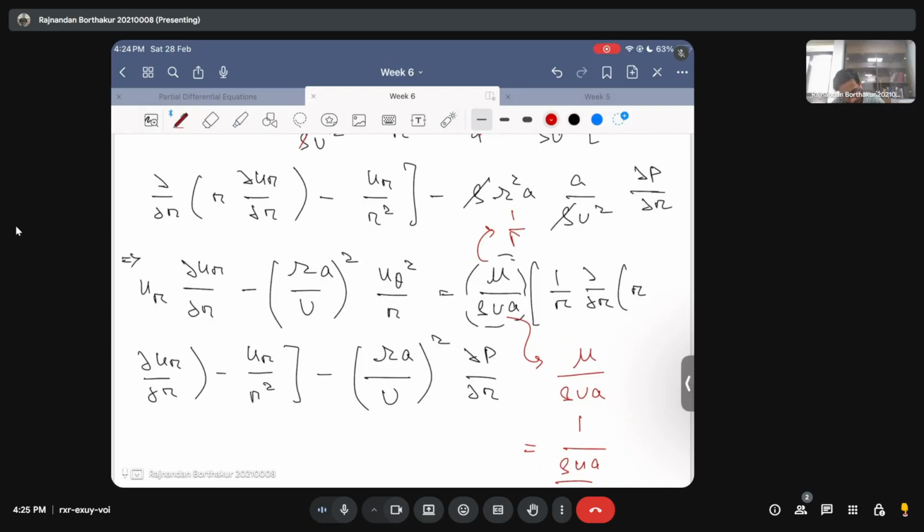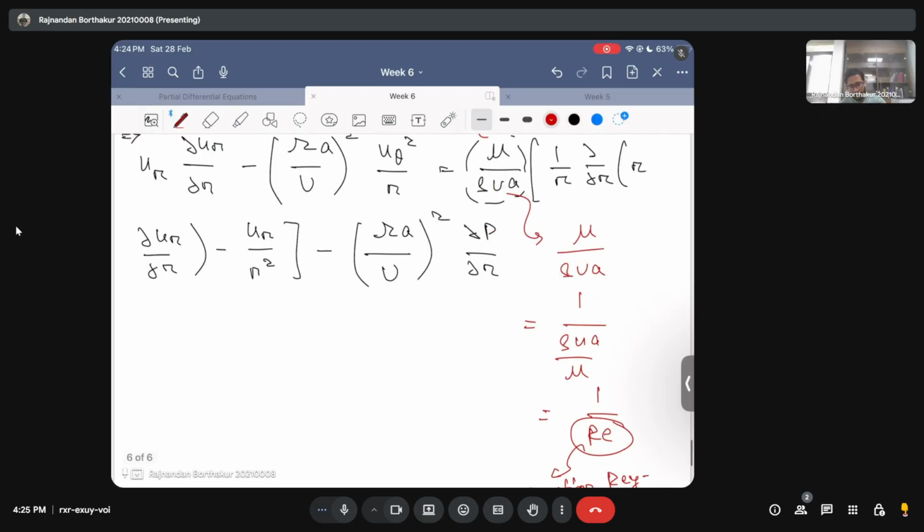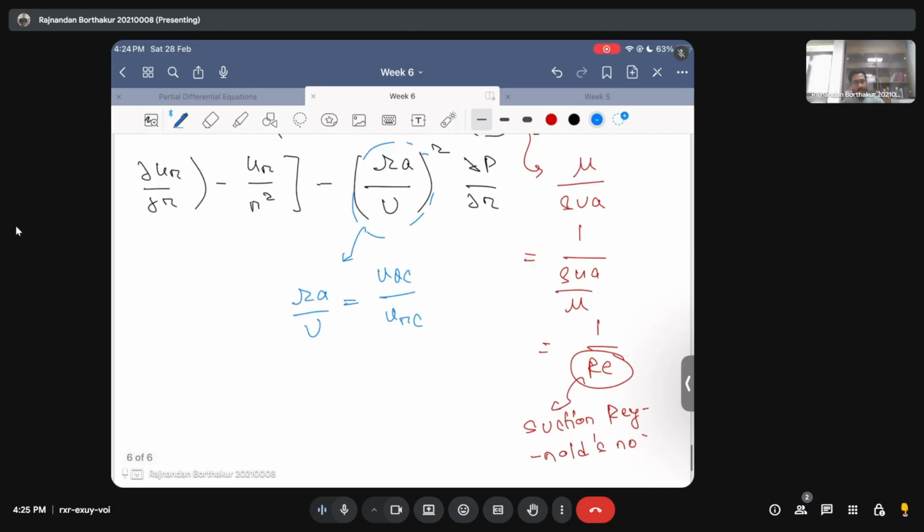That's all that I can do. Okay. And remember, I also have a quantity which looks something like this, which is omega A by U. So what is this? This is nothing but your U theta C by U R C, right? So this omega A by U actually portrays the ratio of two velocity scales. One is your characteristic velocity in the theta direction and one is your characteristic velocity in the r direction.